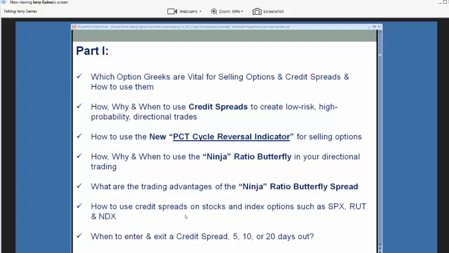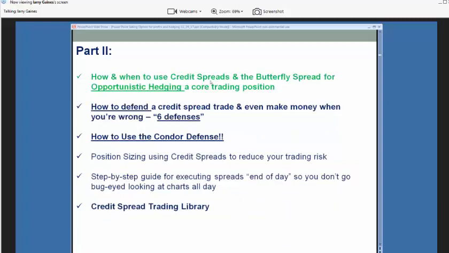I love to use credit spreads for the index options, so I show you how to do index option spreads for SPX, RUT, and NDX using credit spreads. A lot of people ask when to put these on, so I teach you whether to do it 5 days out or 10 days out. I've got a kind of formula for that and a specific setup that I look for. Then there's how, why, and when to use credit spreads and the butterfly spread for what I refer to as opportunistic hedging. You can then have whatever core trade position you might have, and it starts to go against you.